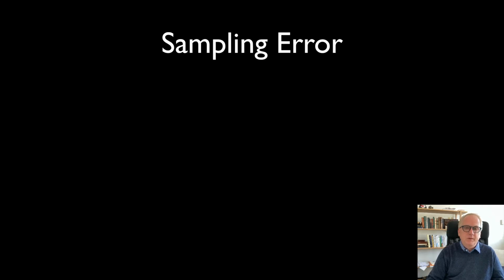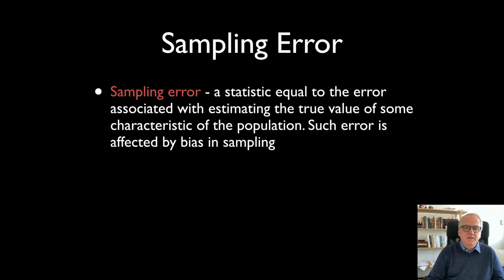Now, in picking the sample, we could have some sampling error. And sampling error is, again, a very precise sort of statistic. In fact, it is a statistic that you could quantify. It's a statistic that's equal to the error associated with estimating the true value of some characteristic of the population. This means that there's some way that I can measure how much error I have when I'm trying to estimate the characteristic in the population. So it's a statistical number, okay? And again, we don't at this point need to know how we compute such a number, just know it is a statistic.